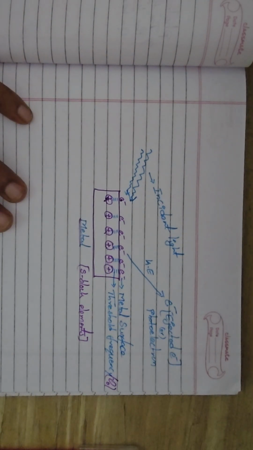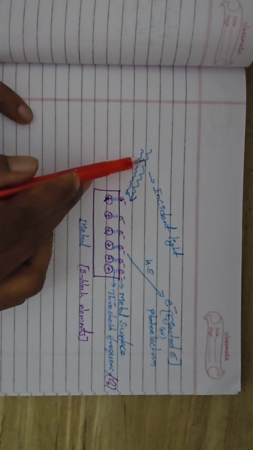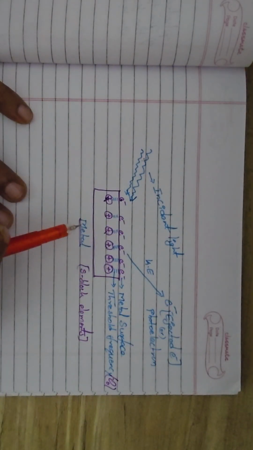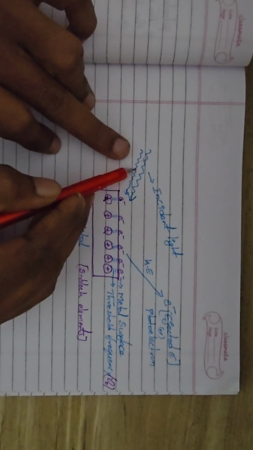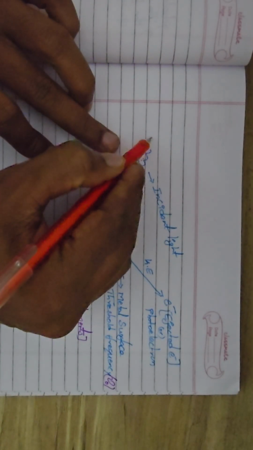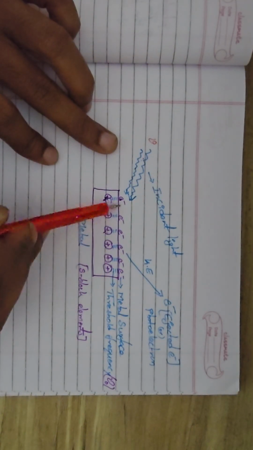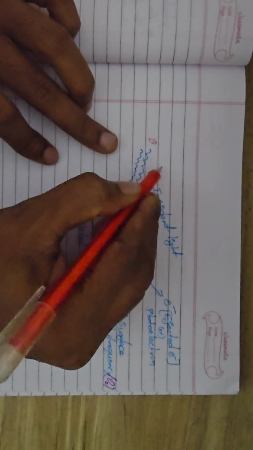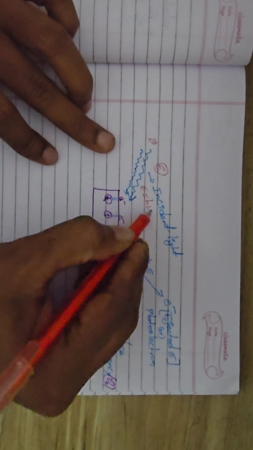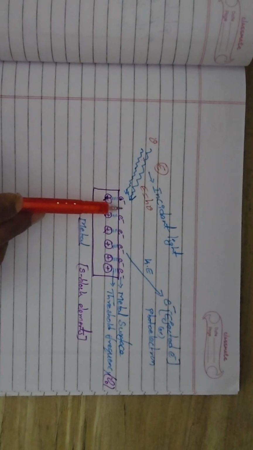Interactions are present. Light of a certain frequency, this is the incident light, strikes the metal surface. What happens? Frequency is nothing but energy. The frequency of light, represented as nu, strikes the metal surface with energy E. So you know that E is equal to h nu.